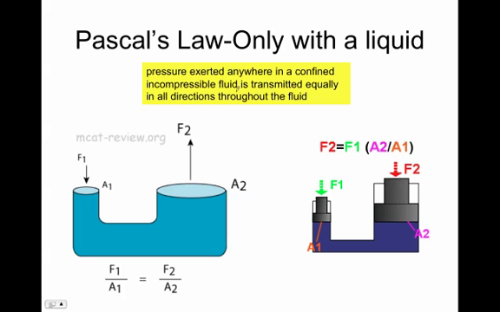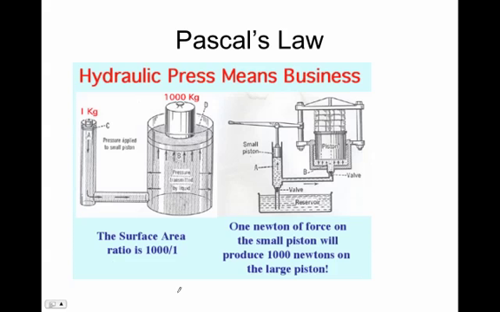Here it is again. So pressure exerted anywhere in a confined incompressible fluid is transmitted equally in all directions, which allows us to say F1 over A1 will always equal F2 over A2. So let's look at this picture. So if we push down here with 1 kilogram on this little piston, if we make a big piston here, we can push up with 1,000 times the force.